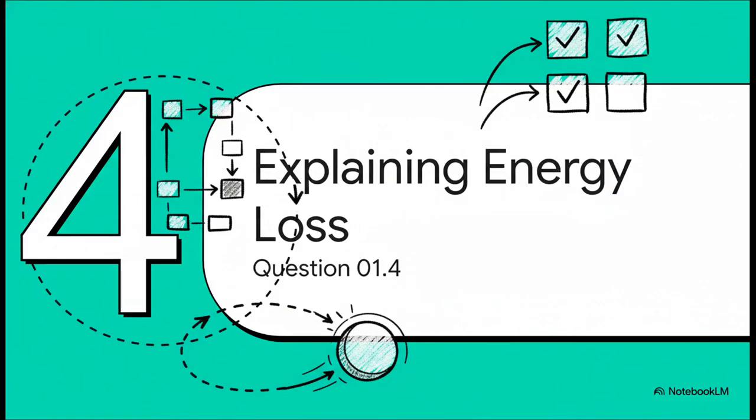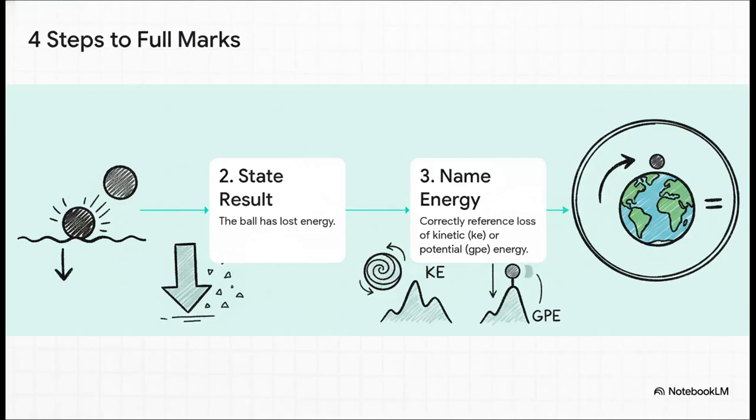And now for the big one. This is the 4-mark question, and it's all about the ball and this idea of a closed system. So to bag all 4 marks here, you need to build this logical chain of arguments, and the mark scheme basically gives you the blueprint. First, you just observe what the graph shows you. The velocity right after the bounce is less than it was right before. Simple. Step 2, you state the obvious result of that. The ball must have lost some energy.